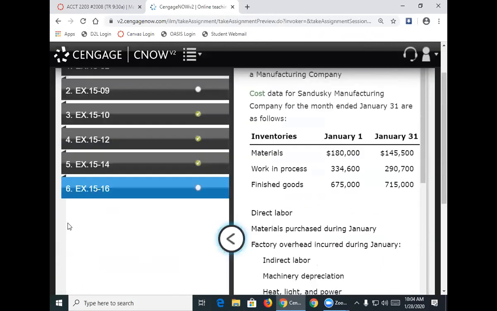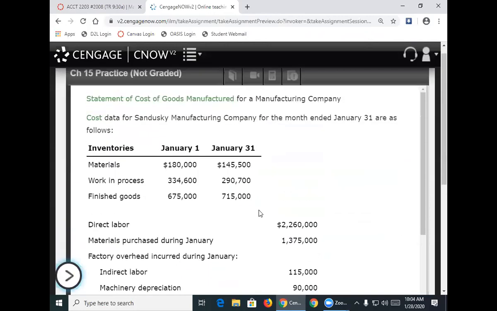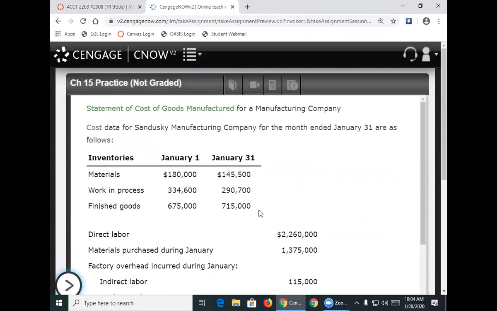All right, we're already on the last one. What? Of course, it's a long one, right?